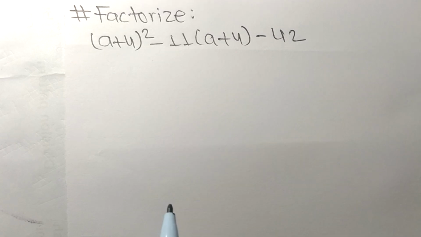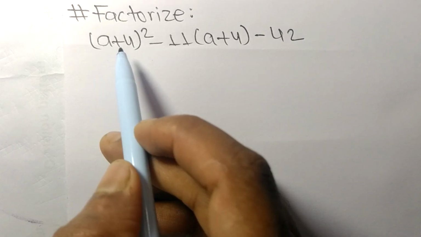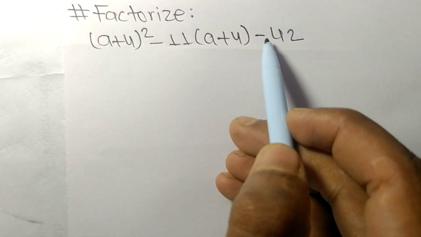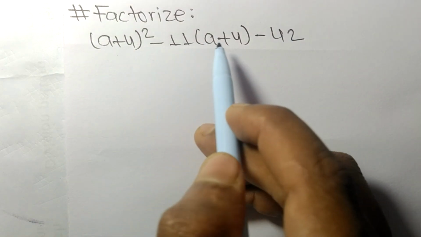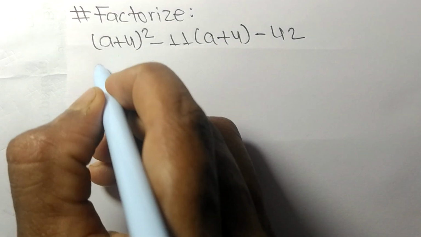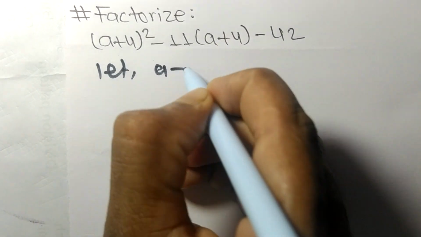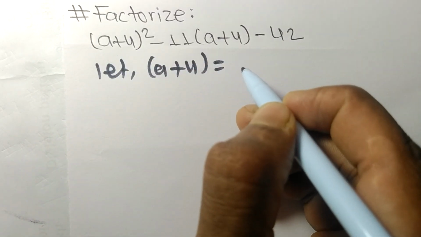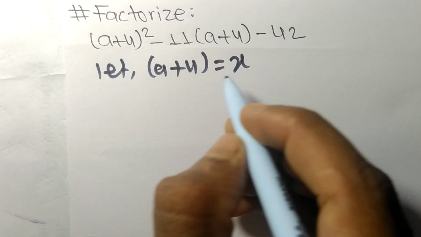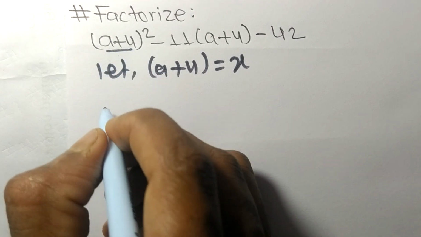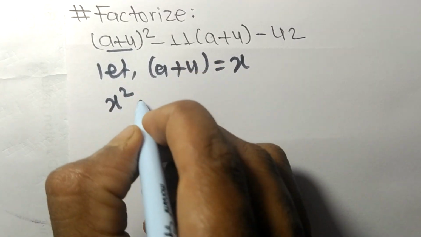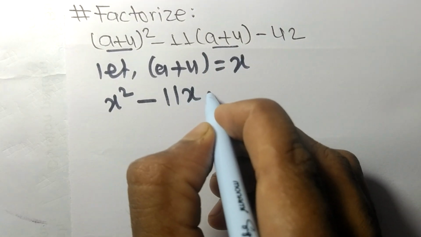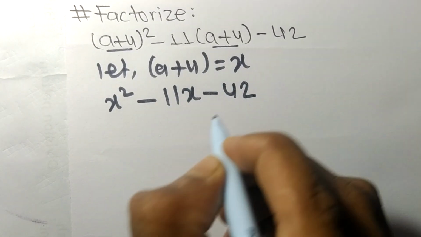So today in this video we shall factorize (a + 4)² − 11(a + 4) − 42. To factorize this, first of all we let a + 4 be denoted by any alphabet, we let it be x. So a + 4 means x, so it is x² − 11(a + 4), which means x, minus 42.